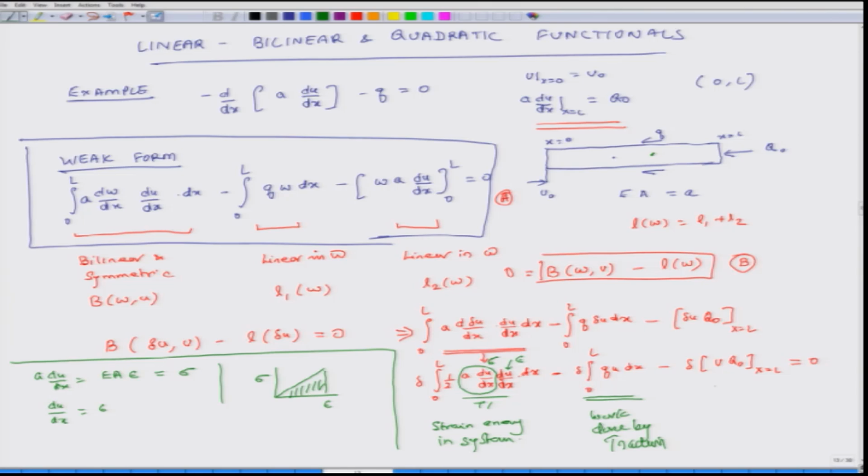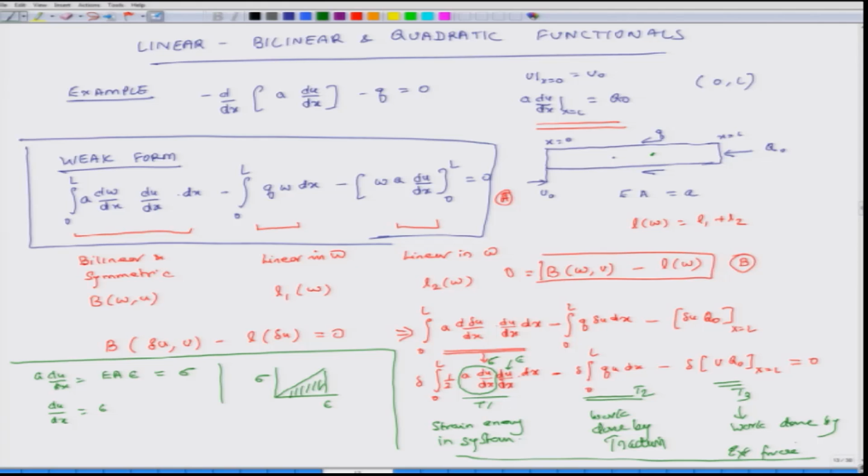And the third term T3, this is T2. What is this? Q is the external force and U is the displacement at x is equal to L. So, this also represents work done by external force. Agreed?